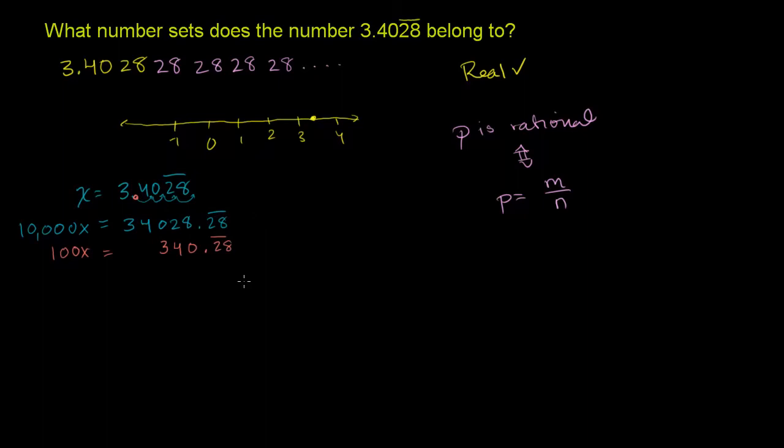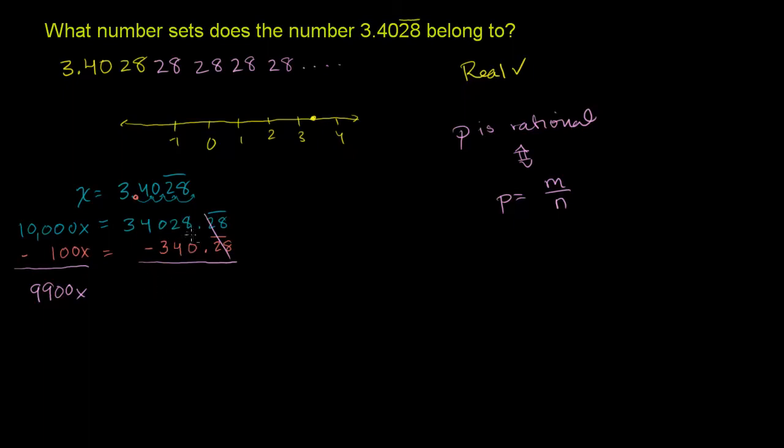Now something interesting is going on. These two numbers are just multiples of x. And if I subtract the bottom one from the top one, what's going to happen? Well, the repeating part is going to disappear. So let's do that on both sides of this equation. On the left-hand side, 10,000x minus 100x is going to be 9,900x. And on the right-hand side, the decimal part will cancel out, and we just have to figure out what 34,028 minus 340 is.